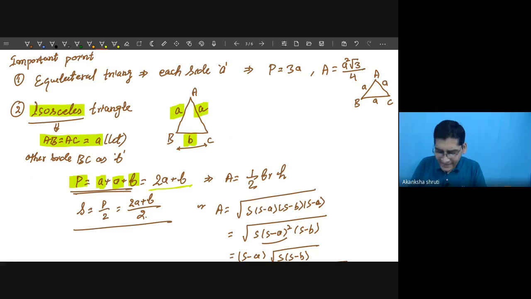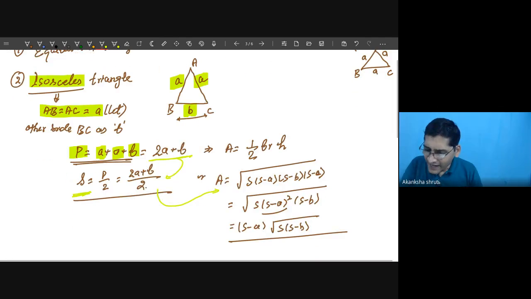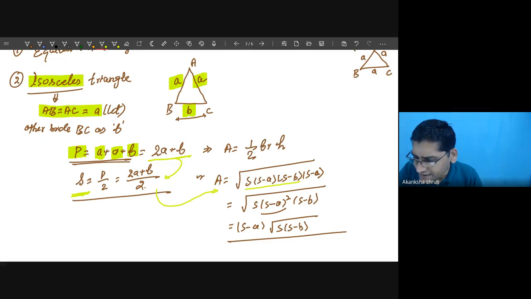For calculating the area, we need the semi-perimeter. How is the semi-perimeter obtained? By dividing the perimeter P by 2. So it converts into 2A plus B by 2. After calculating the semi-perimeter, Heron's formula can be applied. The general Heron's formula is S minus A, S minus B, S minus C. But here C is the same as our A, because if it is different, then it should be C. But rather than C, we have taken this as A itself.